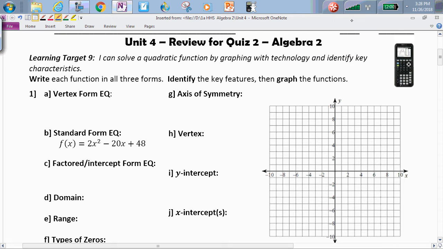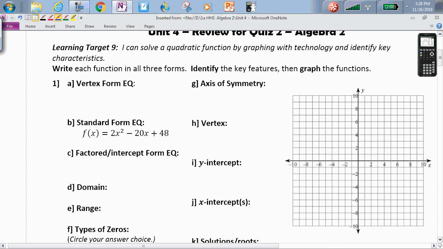Okay, so quick video for the review for quiz 2. Okay, so we've got it in standard form. We're asked to write each function in all three forms, identify the key features, and graph the functions. So we've got standard form. We want to get it into vertex form because that's the easiest one to graph from.